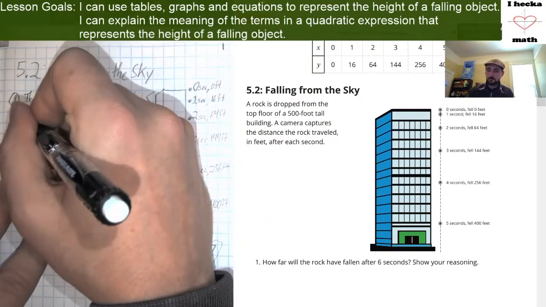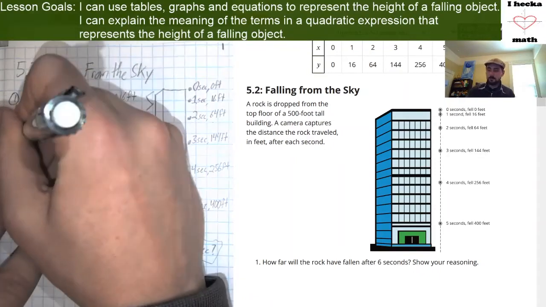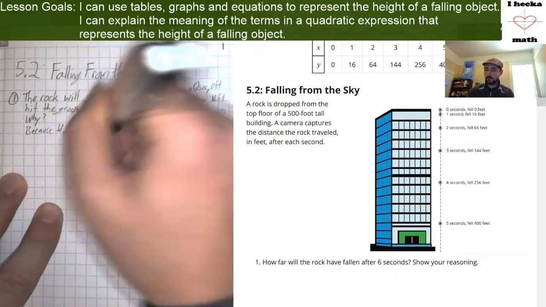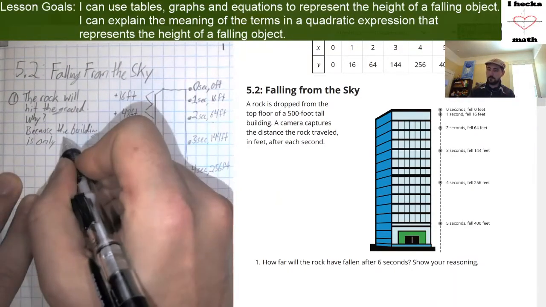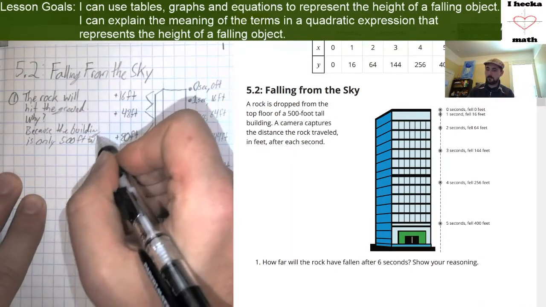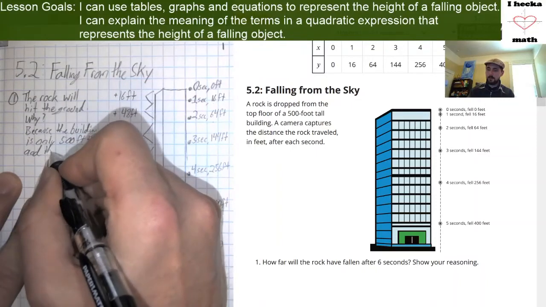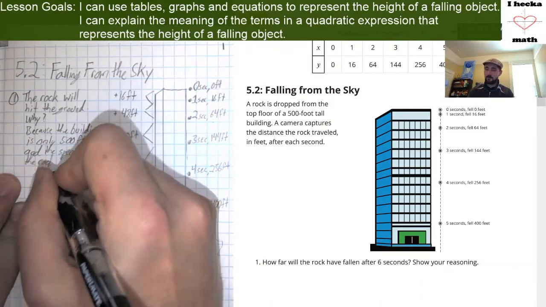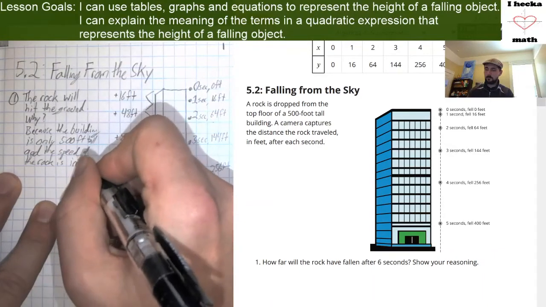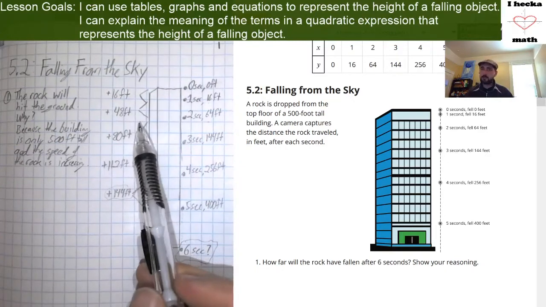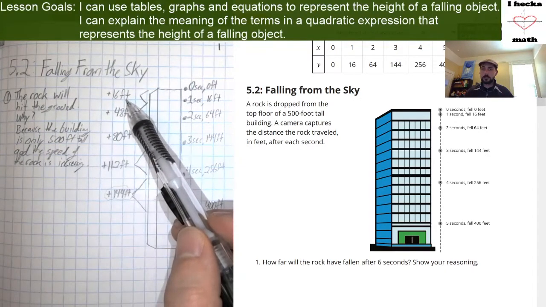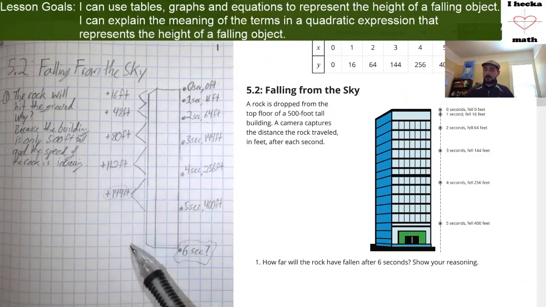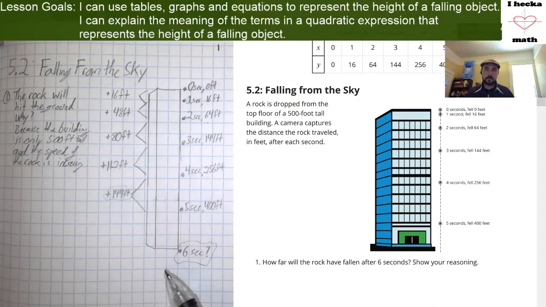So why? Because the building is only 500 feet tall, and the speed of the rock is increasing. Now, what do I mean by speed of the rock? Well, the first second the rock only dropped 16 feet, but in the next second the rock dropped 48 feet, and then 80 feet, and then 112 feet, and then 144 feet, and so in the next second the rock's going to drop even farther or even faster until it hits the ground.